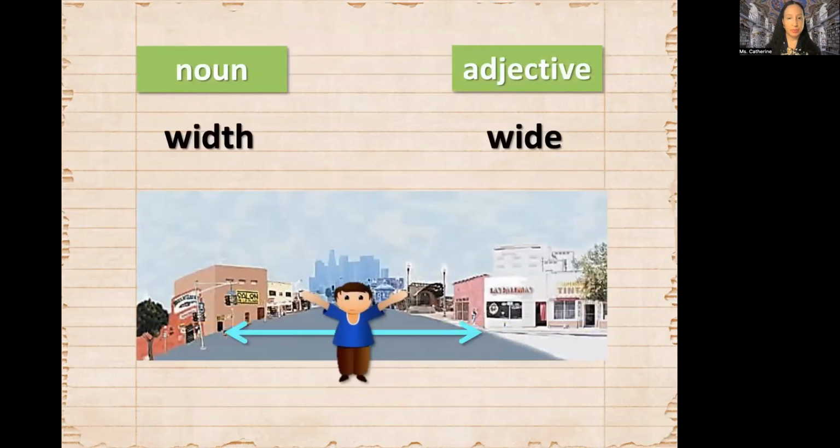The noun here would be the width, okay? It's how wide something is. So noun would be the width and adjective would be wide.